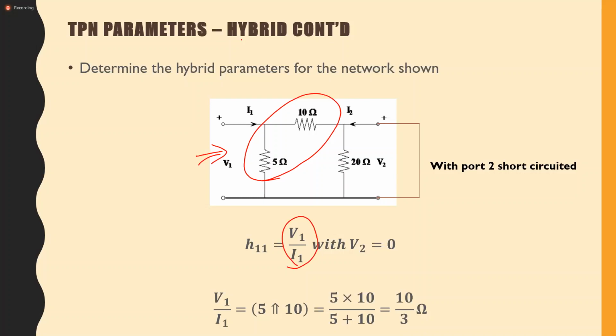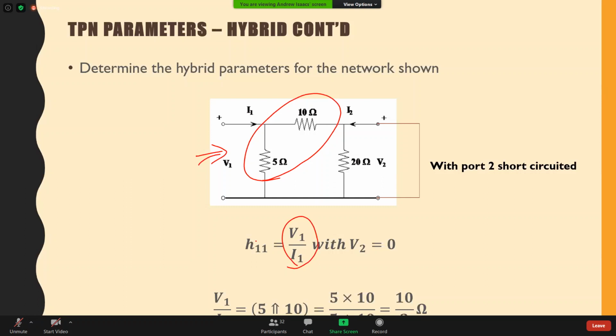Okay? All right, so V1 over I1, or H11, is 10 over 3 ohms. So we can now move to H21. And I'm doing H21, as I said before, because it will also be found by making V2 0. So since I already have the short circuit, I'm just going to find H21, although it's from equation 2. Everybody has this? All right.